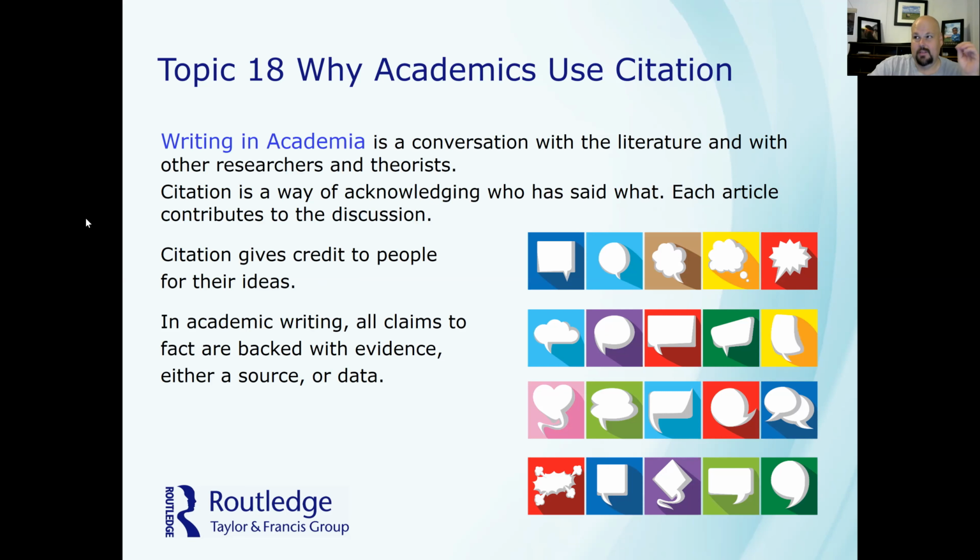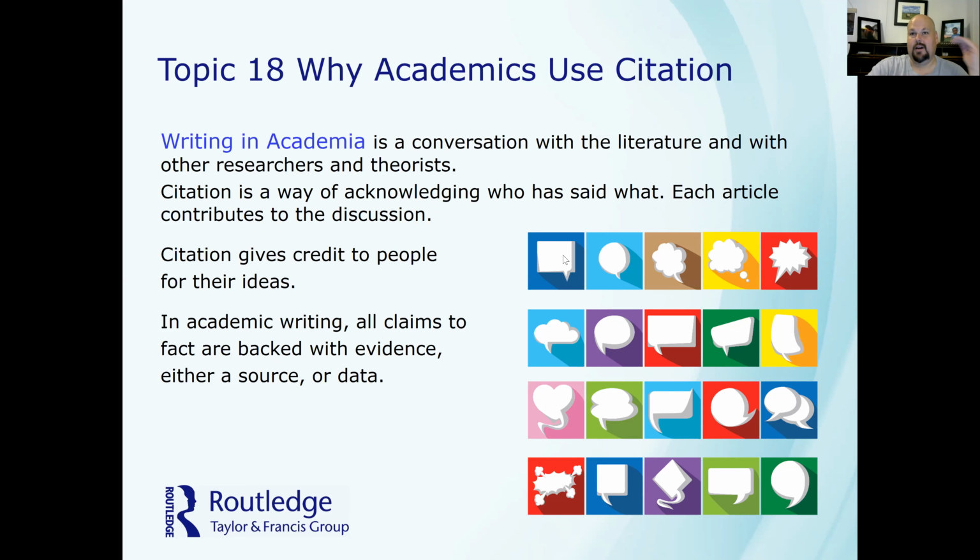And citation is basically a way of acknowledging who has said what. And each article contributes to the discussion, right? So person A, person B, person C, researcher A, researcher B, all these things come together to create this conversational flow within science. And it gives credit to people for their ideas. And then in academic writing, all claims to facts need to be backed by evidence, either by source or by data.